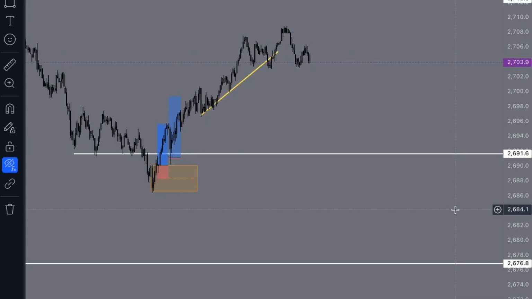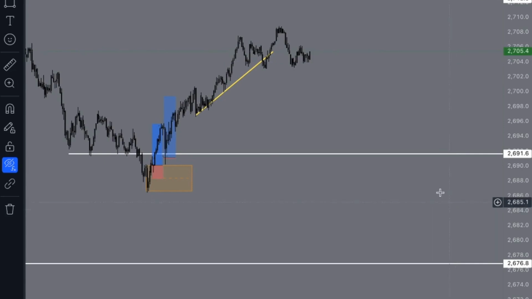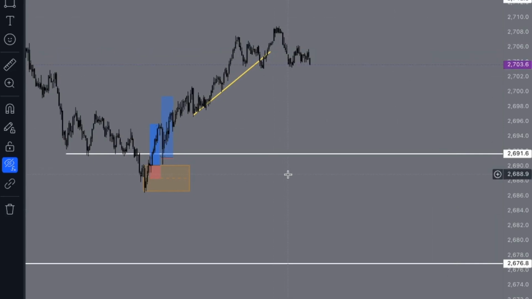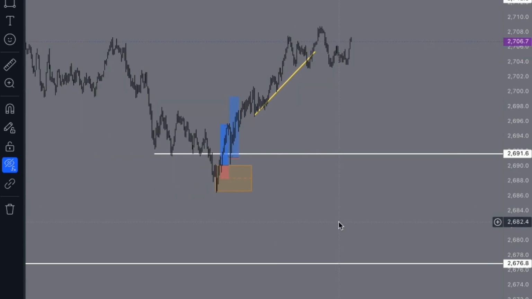Now that I've gone over all of how I'm marking up my charts before future sessions, that's number one. How I'm using yesterday's high and low, pre-market high and low, that's number two. Okay, let's talk tools, indicators, and contracts.